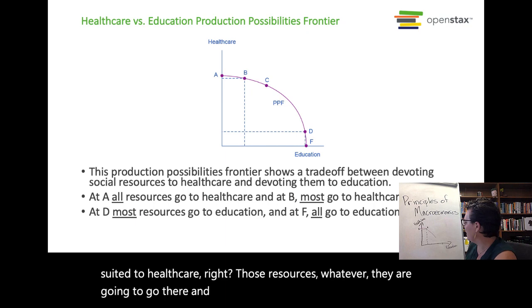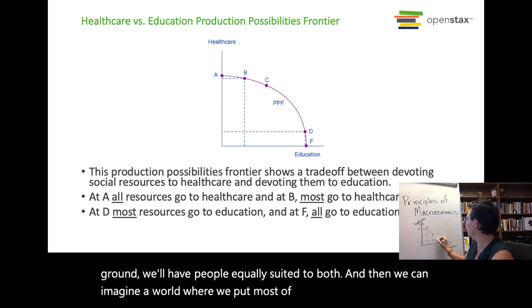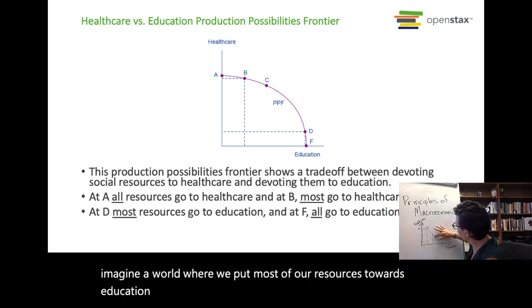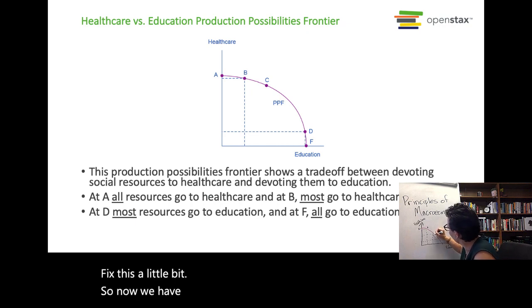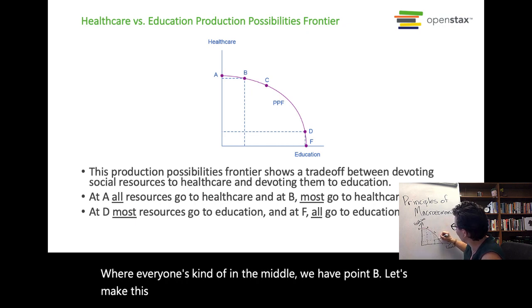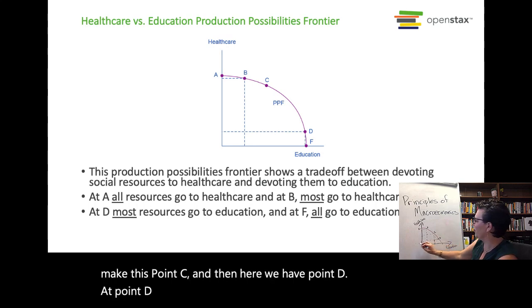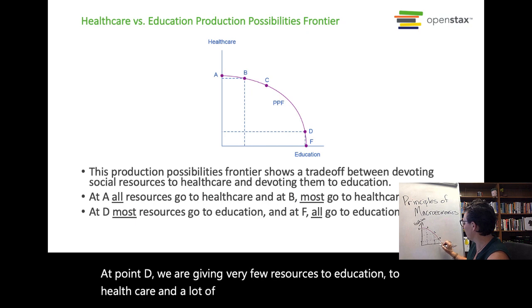And then maybe if we're in the middle ground, we'll have people equally suited to both. And then we can imagine a world where we've put most of our resources towards education. So let me just fix this a little bit. Now we have a point here where everyone's kind of in the middle. We have point B. Let's make this point C. And then here we have point D. At point D, we're giving very few resources to healthcare and a lot of resources to education.